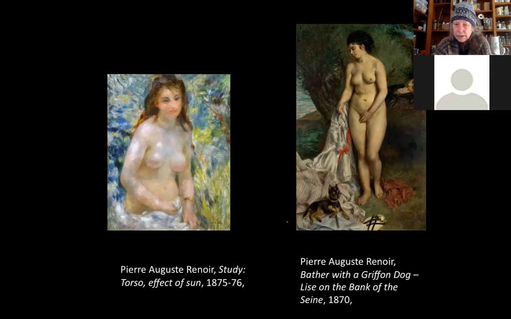But then 5 years later, Renoir was painting the nude female figure, again, an old subject, going back to prehistoric art, really. He's painting it in a completely different way. And it's a study, okay? That means it's not a finished painting. And he calls it Effect of Sun. So why does he call it that?